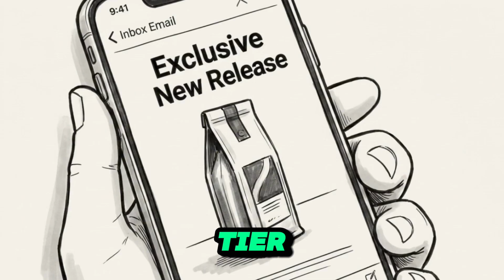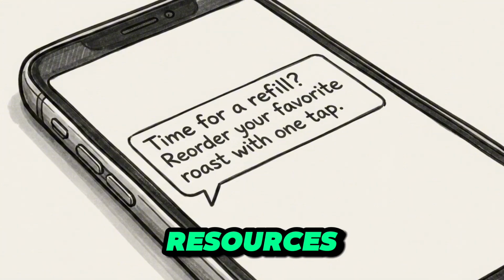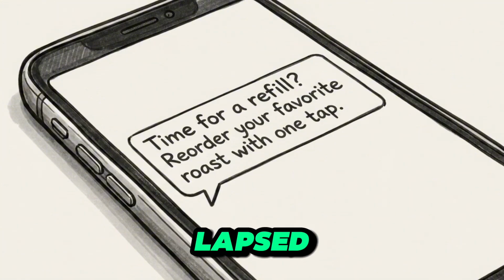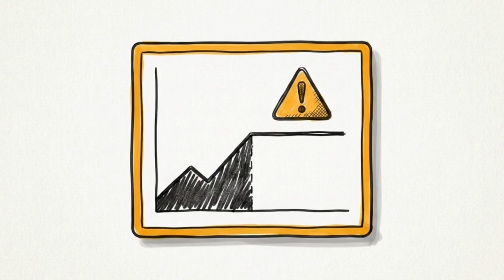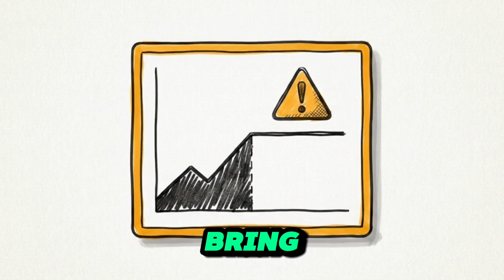Then there's the bottom-tier red segment. The math here is simple. You must spend zero resources chasing one-time buyers who lapsed years ago. The cost to acquire their attention again will exceed any profit they bring in.